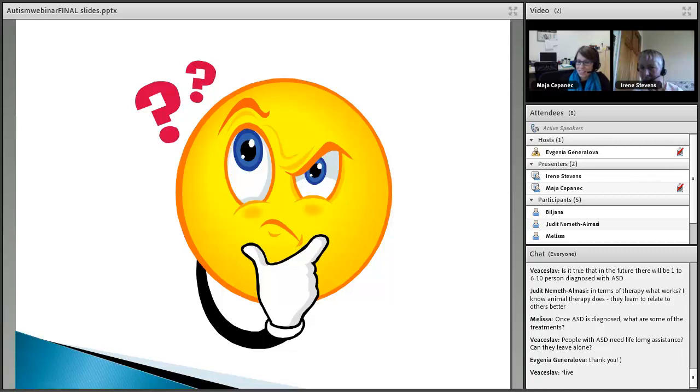I'm looking, once ASD is diagnosed, what are some of the treatments? Well, I would say that, and Maya might want to chip in on this, once ASD is diagnosed, you're really looking at helping the child or young person to cope with some of the behaviours. So there's a number of interventions that can be used. For example, using what's called the TEACCH system. Some people use applied behavioural analysis, intensive interactions, so there's a number of, I suppose, interventions that can be used.